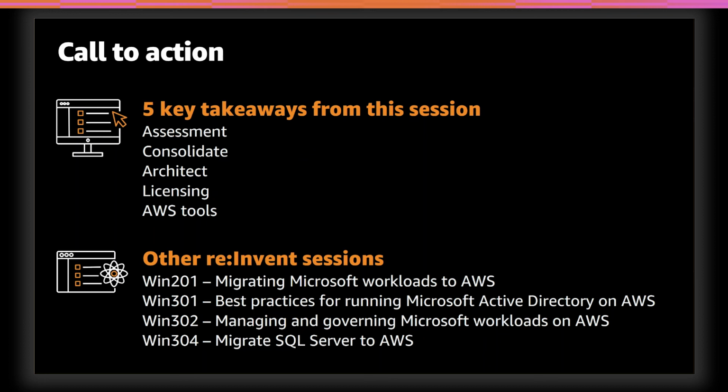Win 301, which is the best practices for running Active Directory on Amazon Web Services. That is one of my favorites because I'm a very big fan of Active Directory and identity. And Win 302, which is managing and governing Microsoft workloads on AWS, which covers Systems Manager, how to automate, do patching and such. And Win 304, which is migrate SQL Server on AWS, which is very important for the ones that are here in our conversation.